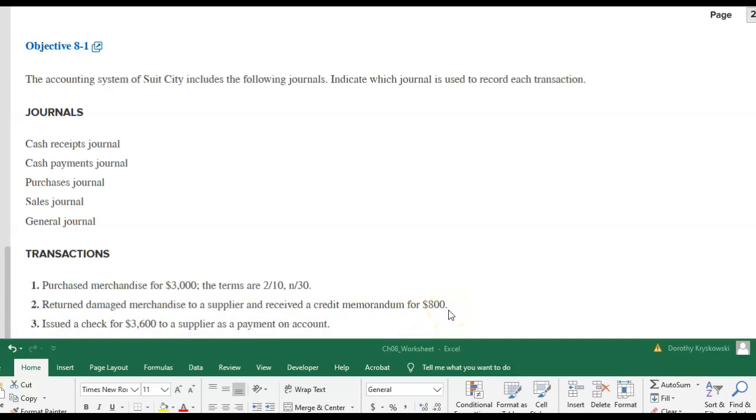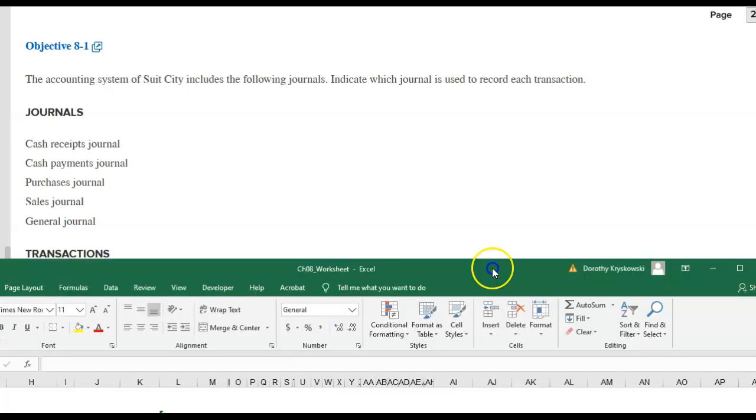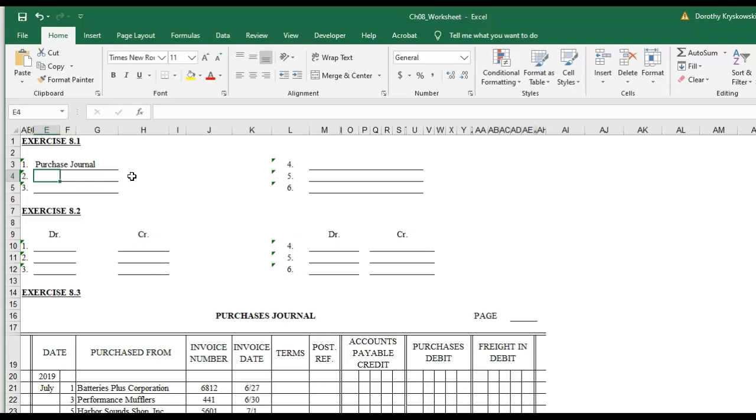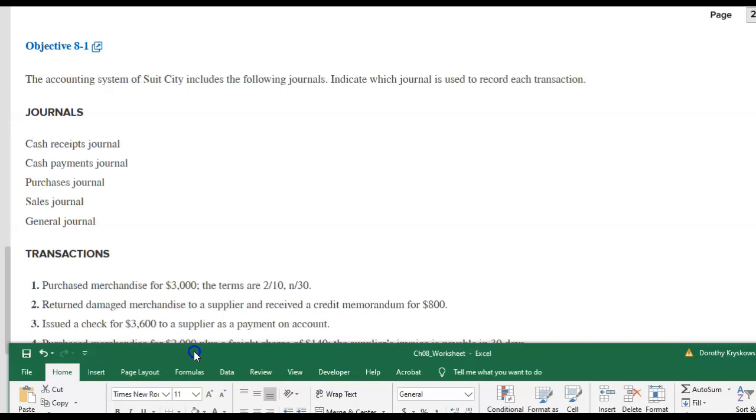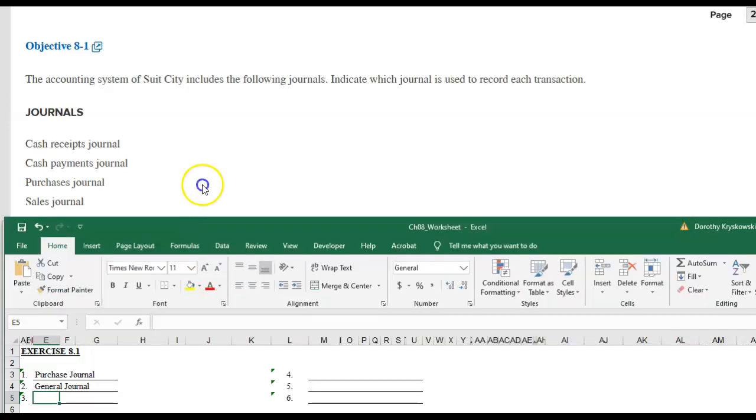Okay, as far as the journals go, anytime you're doing adjusting entries, closing entries, anything like that, basically the hard stuff always goes into the general journal. So the answer for number 2 is general journal. I'm going to check general journal. Okay, number 3. Issued a check for $3,600 to a supplier as payment on account. So we're paying down our liability with cash, so that's going to be a cash payment journal.